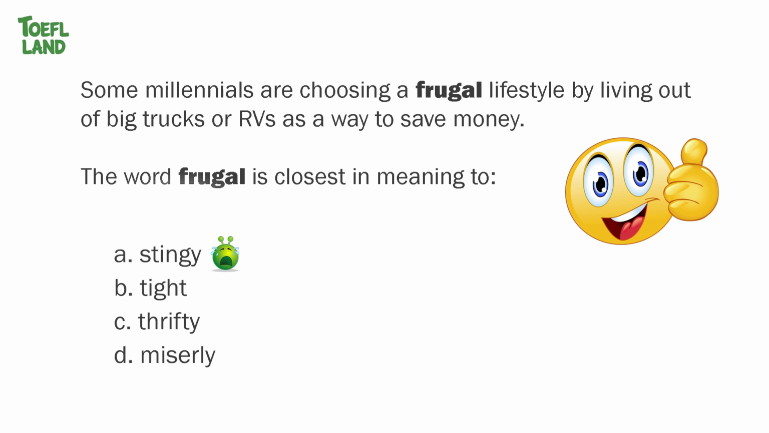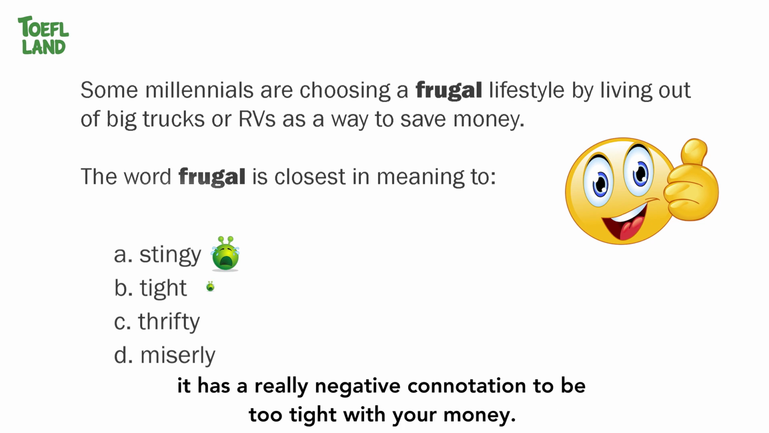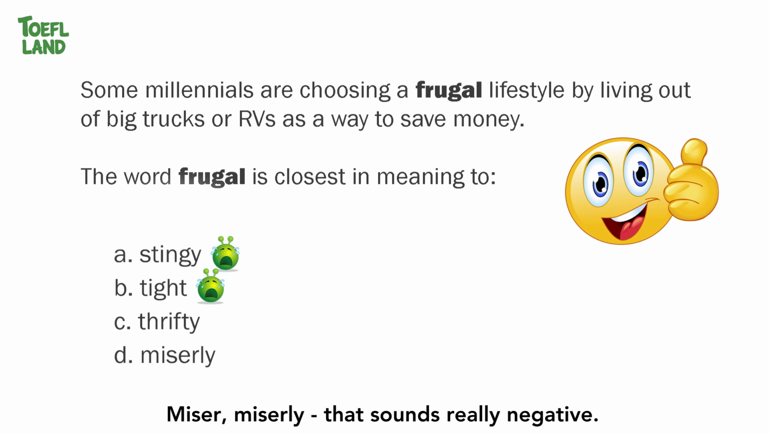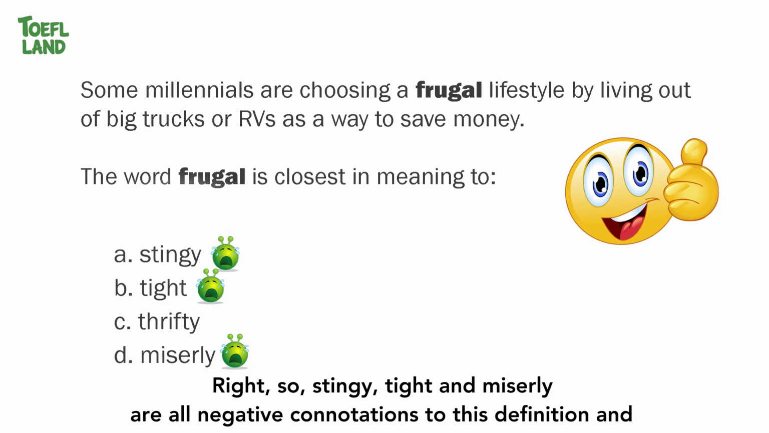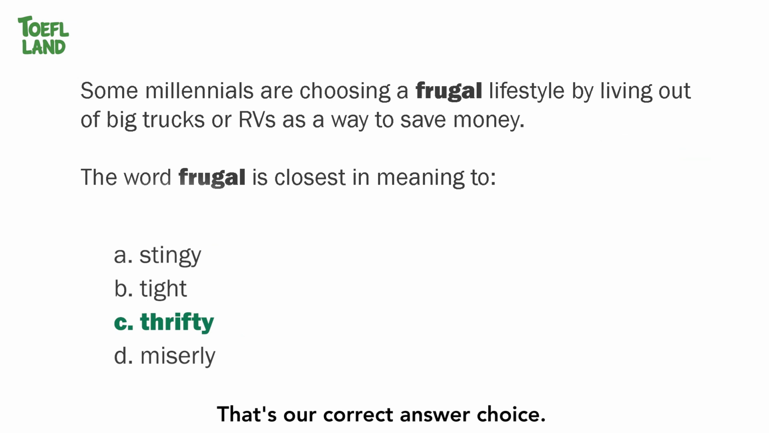B, tight. Well, to be tight with your money, that means you don't want to spend a lot, but it has a really negative connotation to be too tight with your money. C, thrifty. I don't know. And D, miserly. Miserly. That sounds really negative, right? So stingy, tight, and miserly, they're all negative connotations with this definition, and we want a positive one. So C, thrifty, that's our best selection here. That's our correct answer choice.